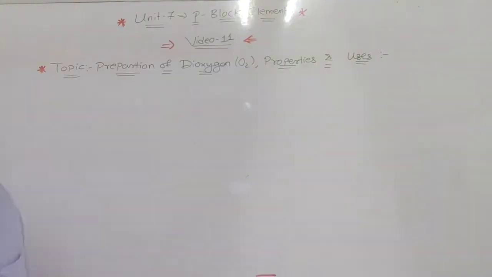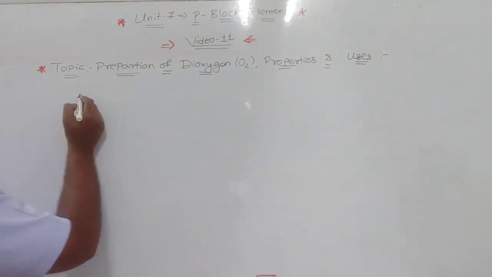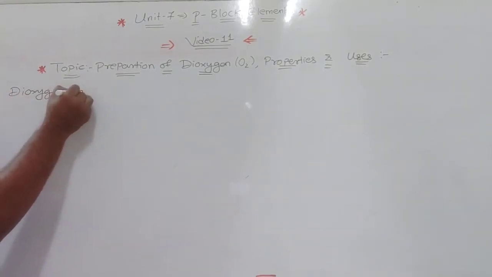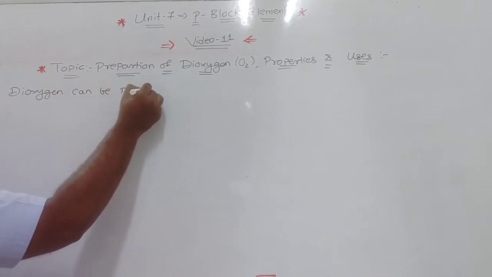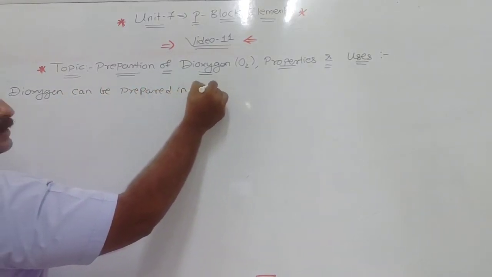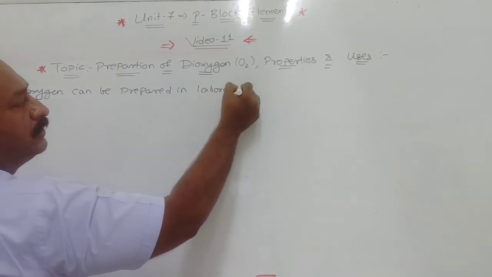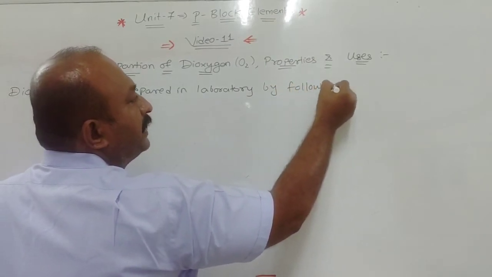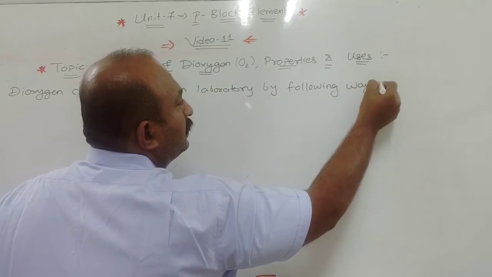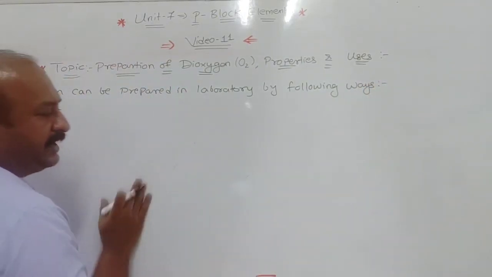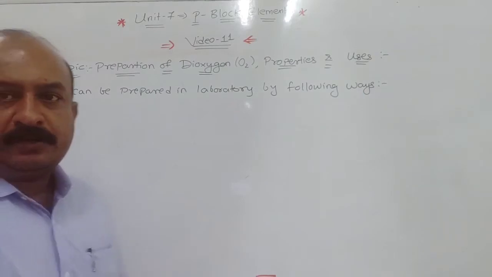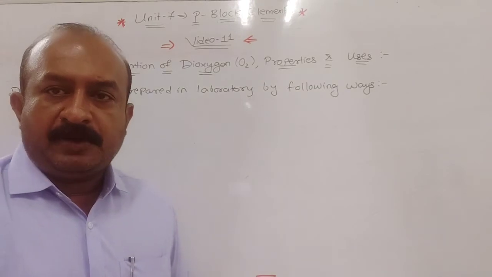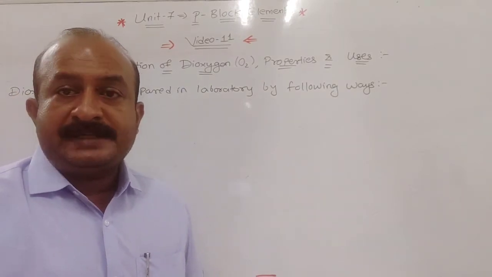Now dioxygen can be prepared in the laboratory in the following ways. The first one is by heating potassium chlorate, permanganate or nitrates. Nitrate means KNO3, permanganate is KMnO4 and chlorate means potassium chlorate, KClO3.